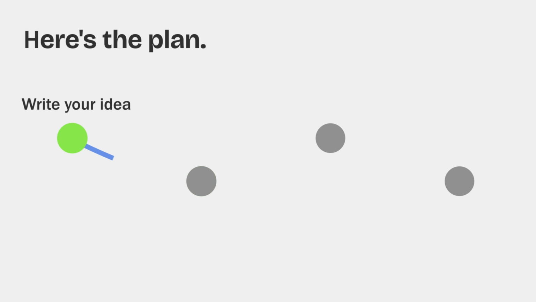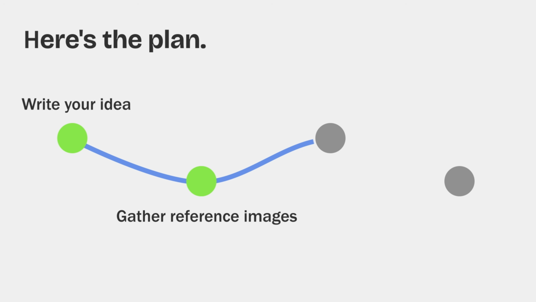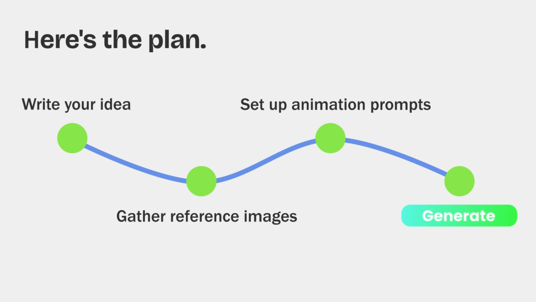Here's the plan. First, write your idea down in a few clear lines. Second, gather any reference images you want to use and get them ready. Third, set up your prompts inside Fotor for the actual animation or shots. Then you move into generation. Before we get into that, let me give you a few tips on prompt writing because this is the part most people skip past.